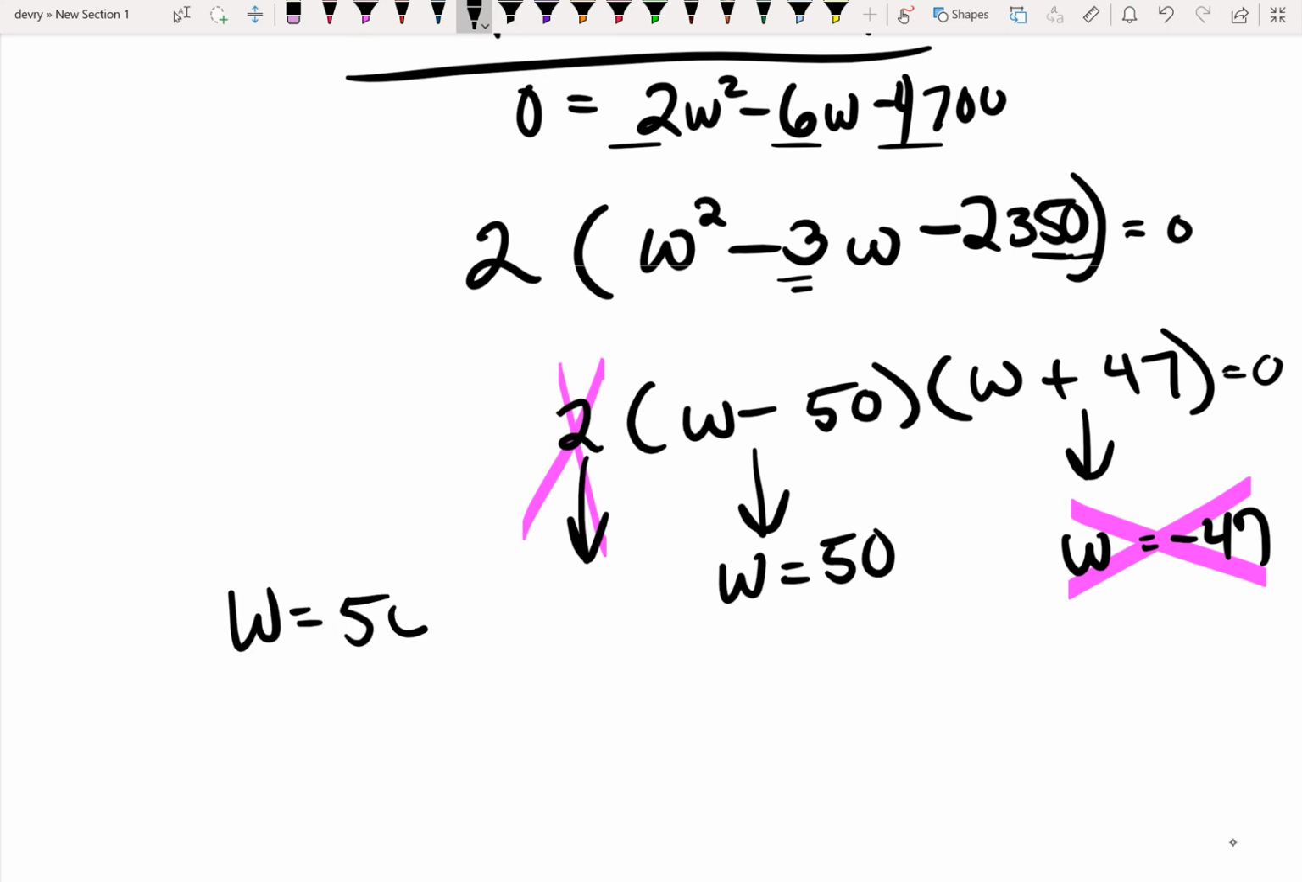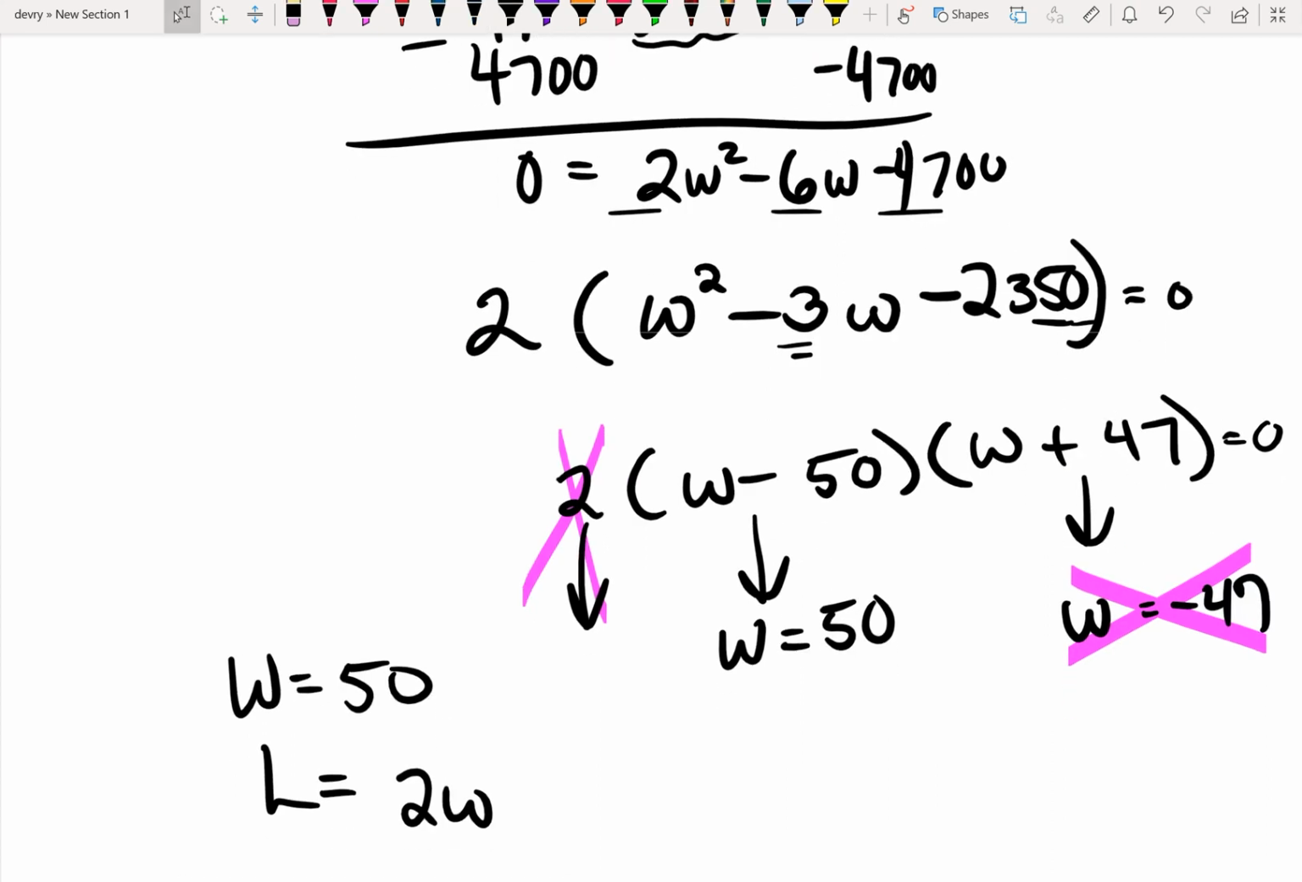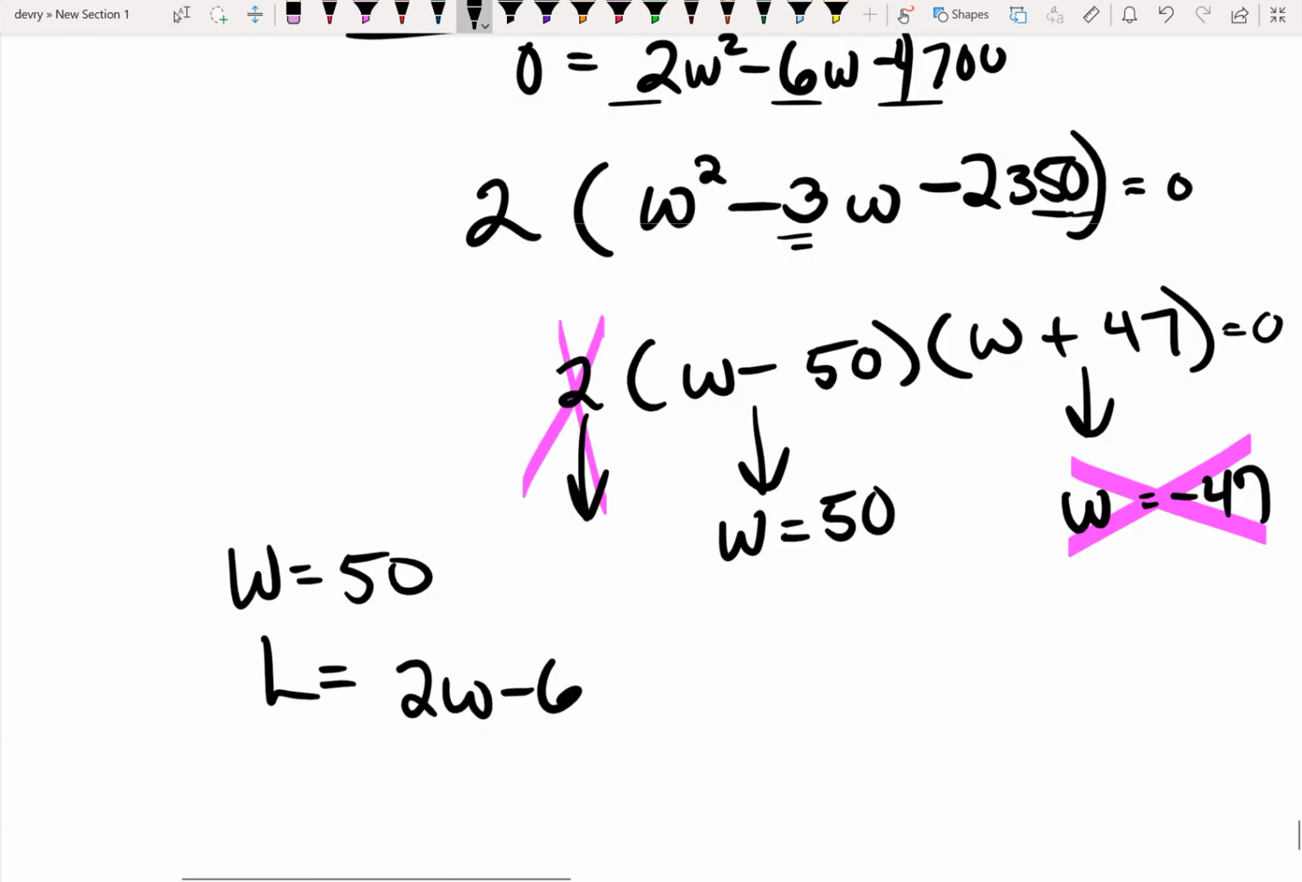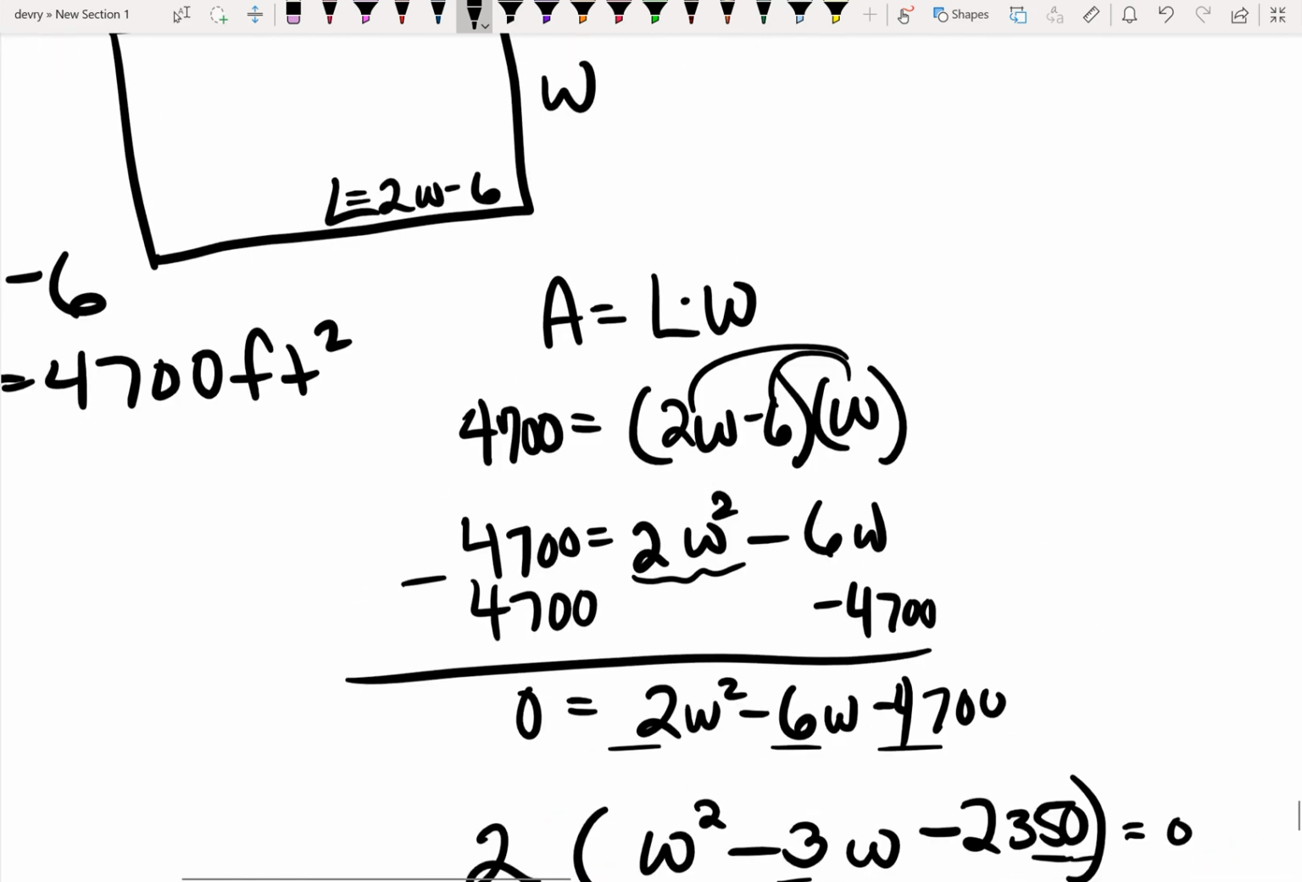If that's the case, then our length, which is equal to twice the width minus 6, is 100 minus 6, 94 feet. Once you substitute that in there, you get 100 minus 6 is 94. This is just one of the several application questions.